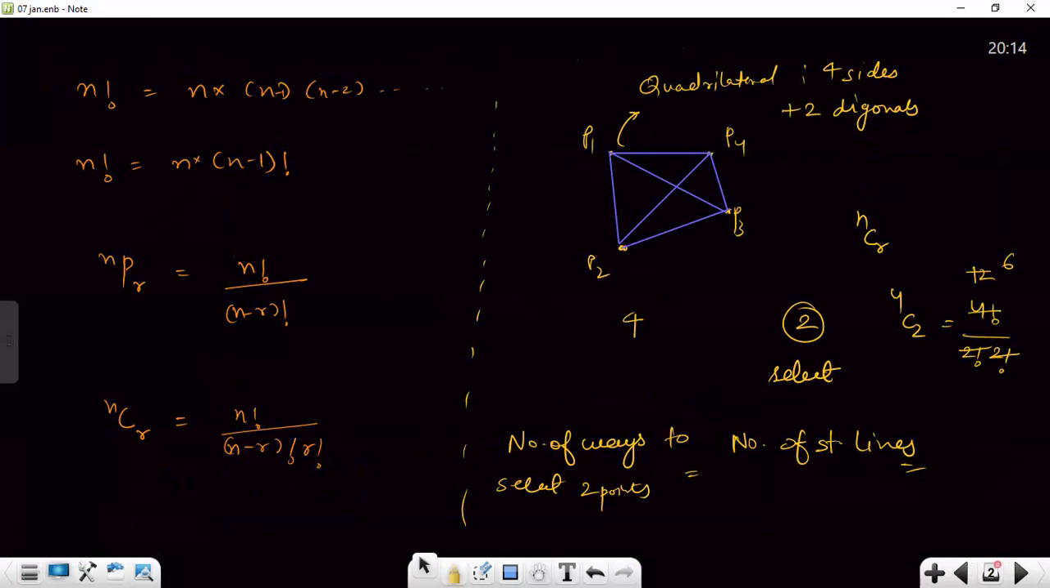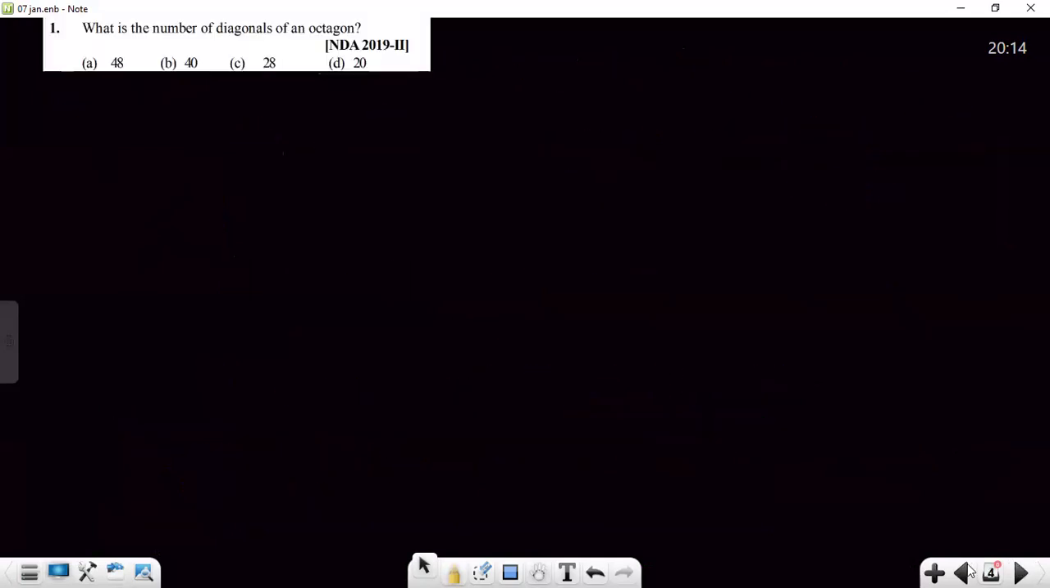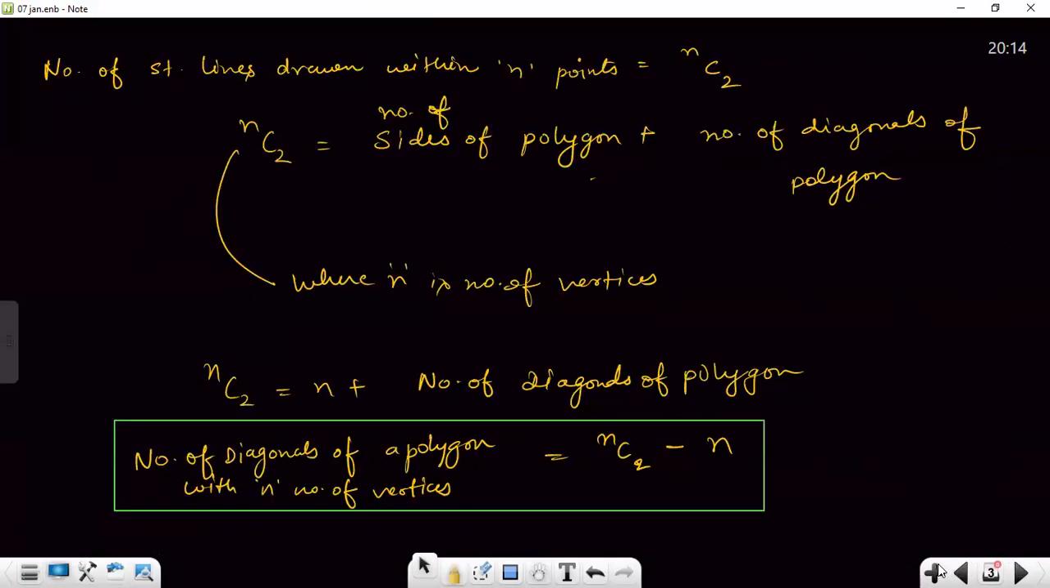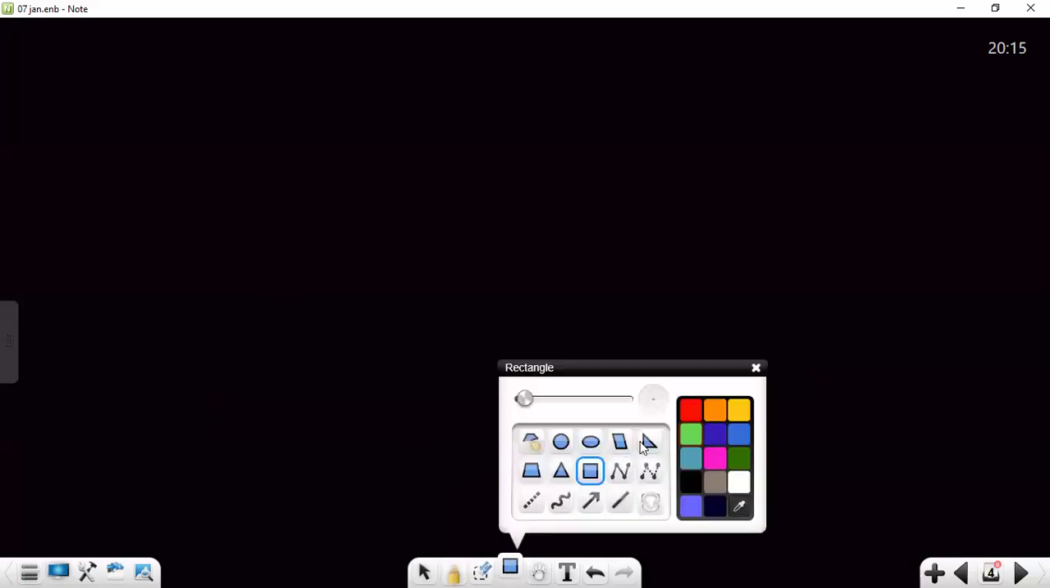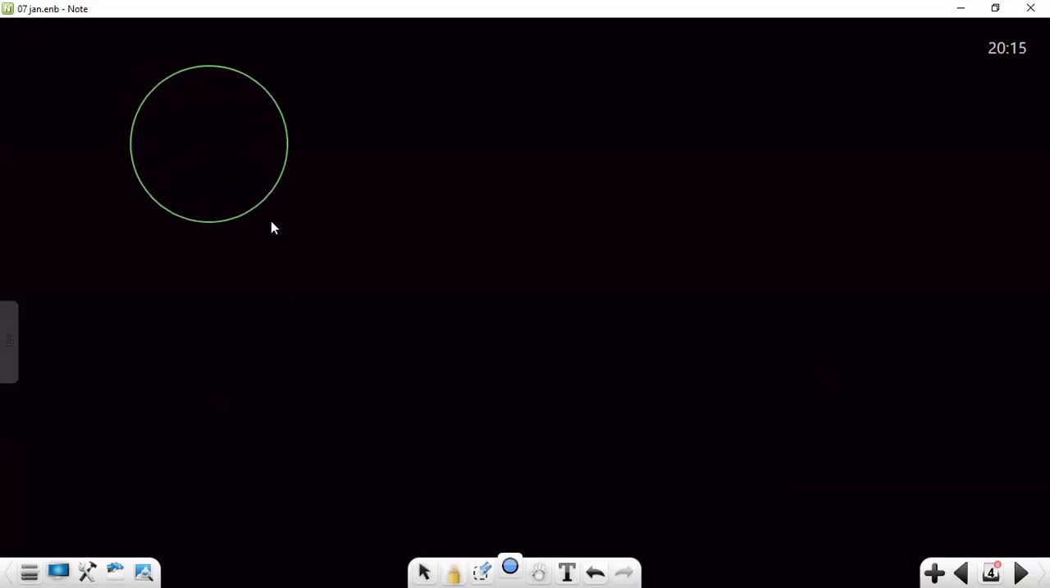So we were talking about a quick recap. We have discussed the number of sides and the number of diagonals. I have one more concept from geometry: circles. And now we will discuss the intersecting points of circles.